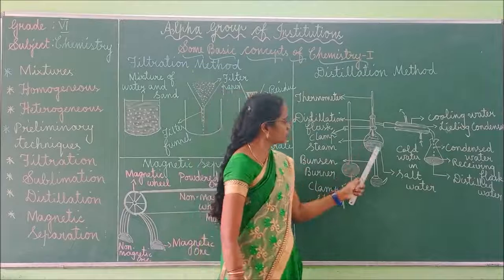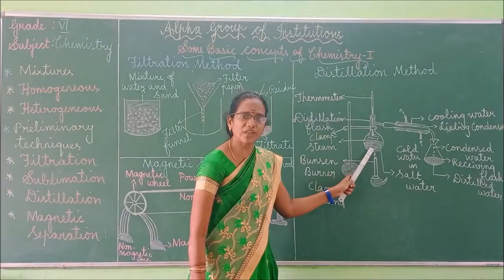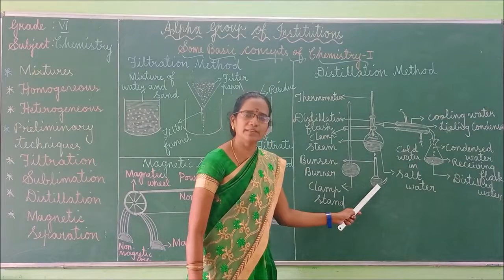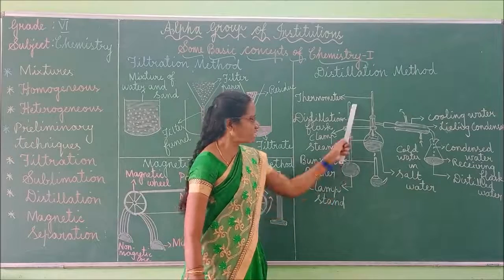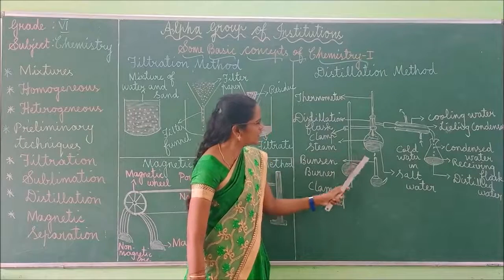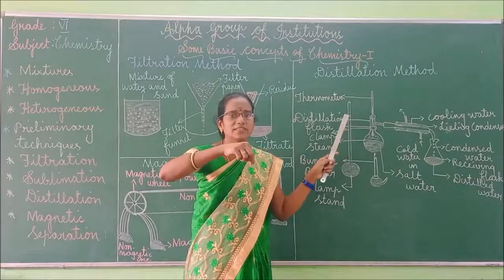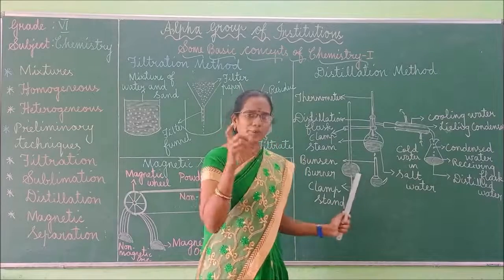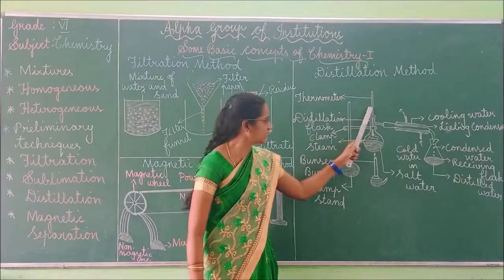Look at this diagram. This is the distillation flask. In this distillation flask, salt and water is mixed. This is the Bunsen burner. This burner is used for heating purpose. This is the stand, fixed with this distillation flask, and this is the clamp. Here one thermometer is inserted to check the temperature at that particular time.